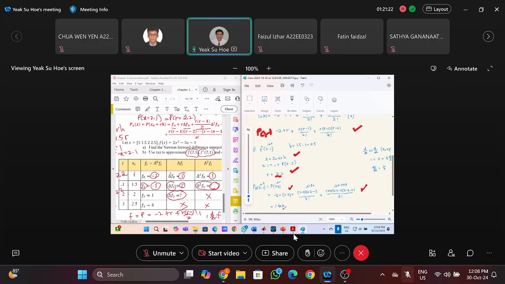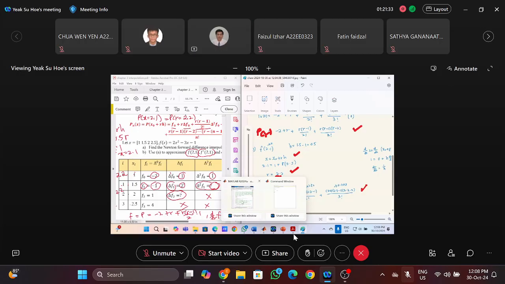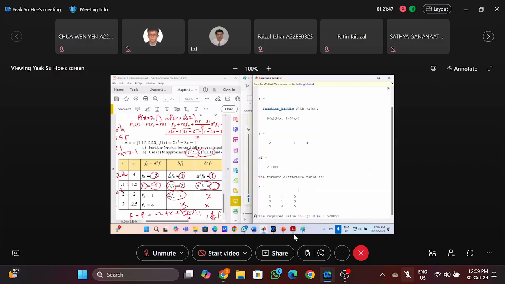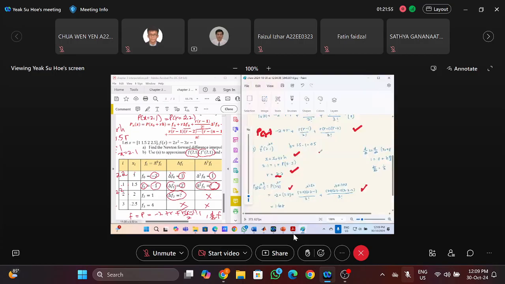1.608, let me see. 2.1, just a minute, I check the solution. This is the Newton forward difference at 2.1. Oh, the answer is 1.52. The answer supposed to be 1.52.